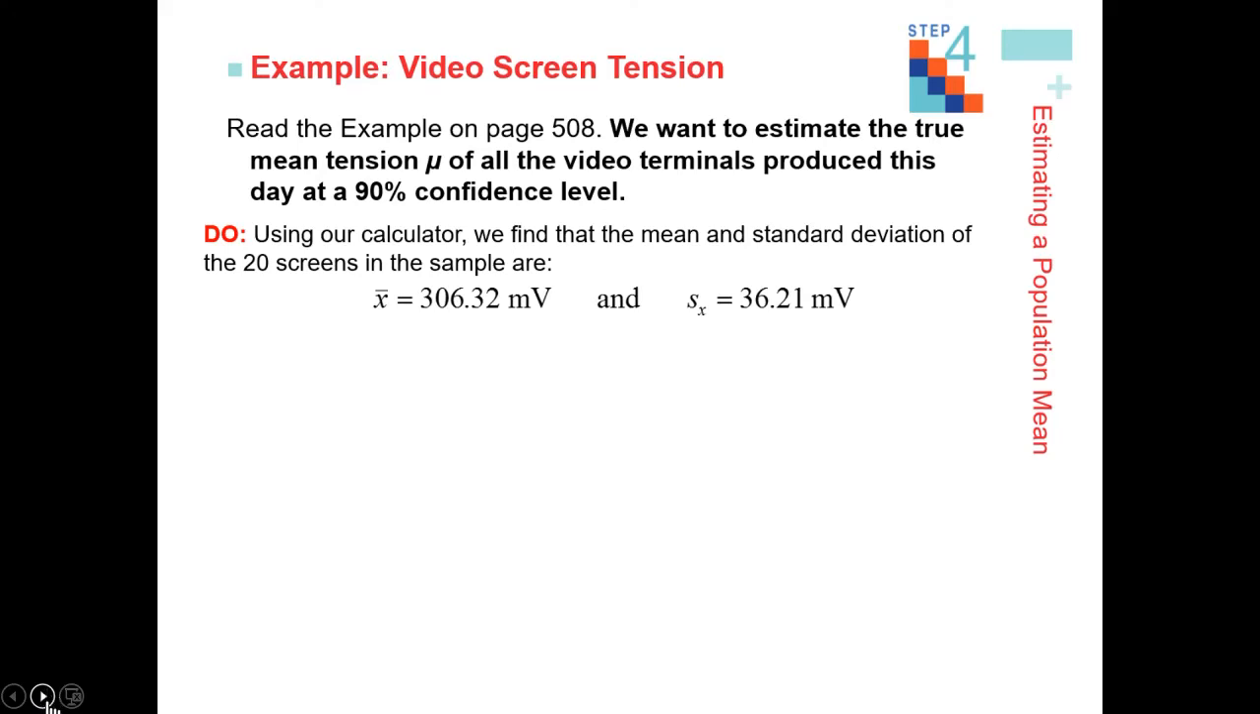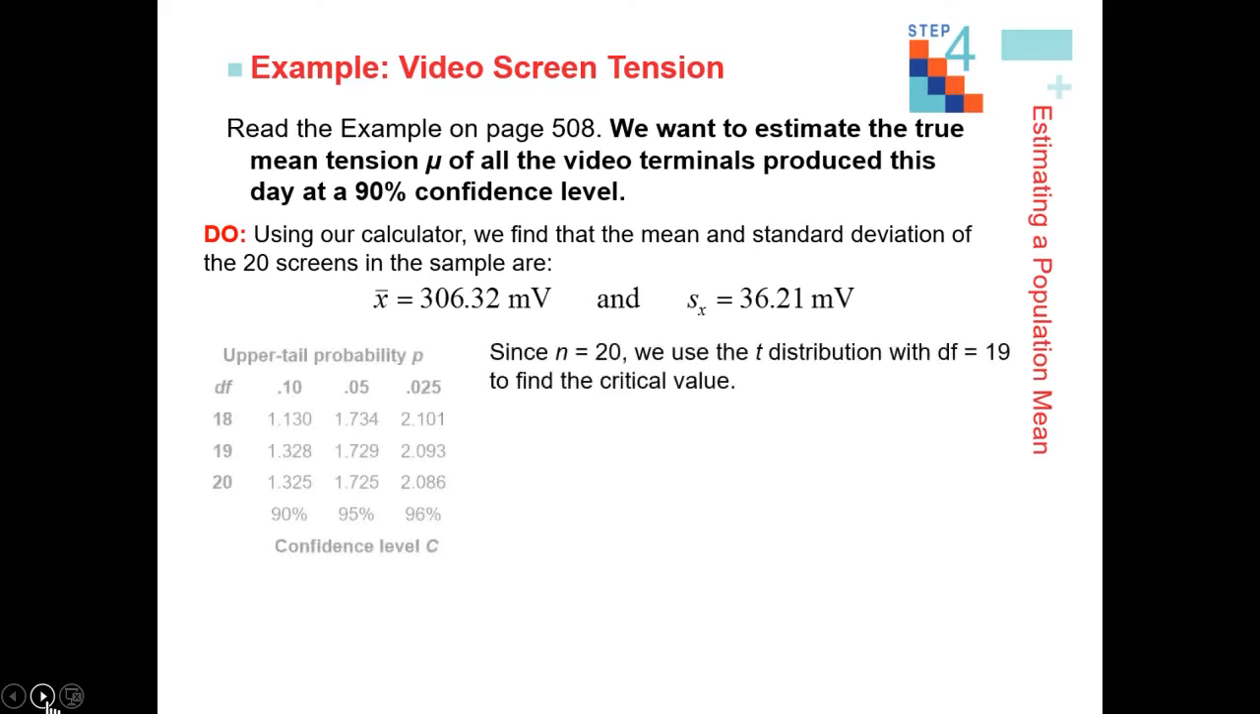Okay, now we can plug into our formula. So our formula needs a t-score. And the t-score for 90%, we want to use 19 as our degrees of freedom, n minus 1. So 20 minus 1 is 19. So we're going to do 1.328 as our degrees of freedom. And then on a 90% level with 19 degrees of freedom.